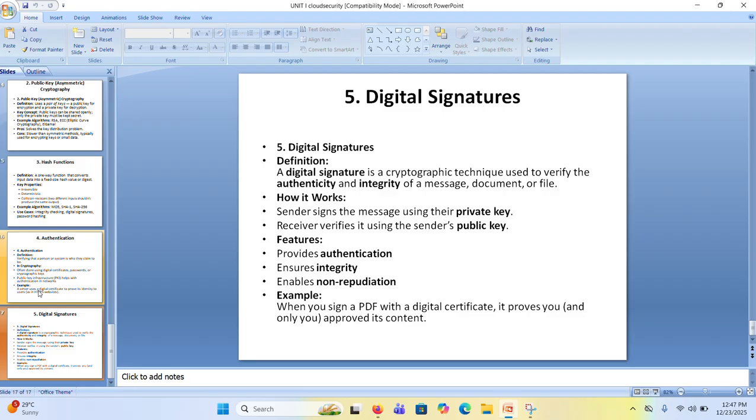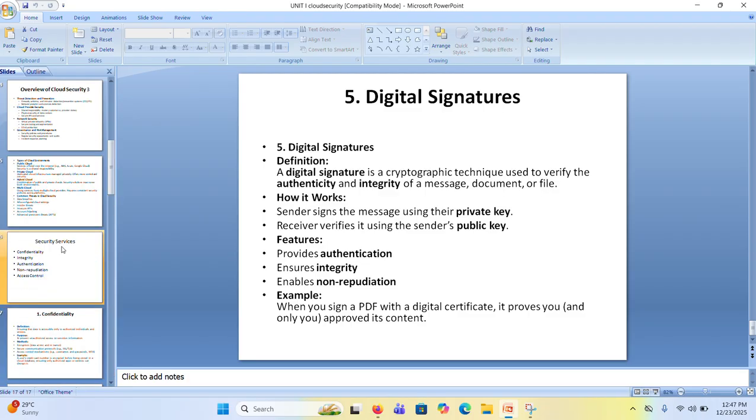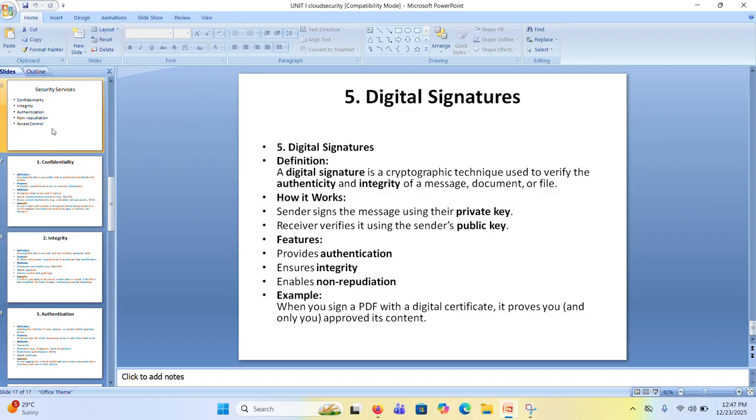So these are the security services: five major things. One is confidentiality, integrity, authenticity, non-repudiation, and access control. After this, the security services are over, and we will continue with the next unit in the next video. Thank you.